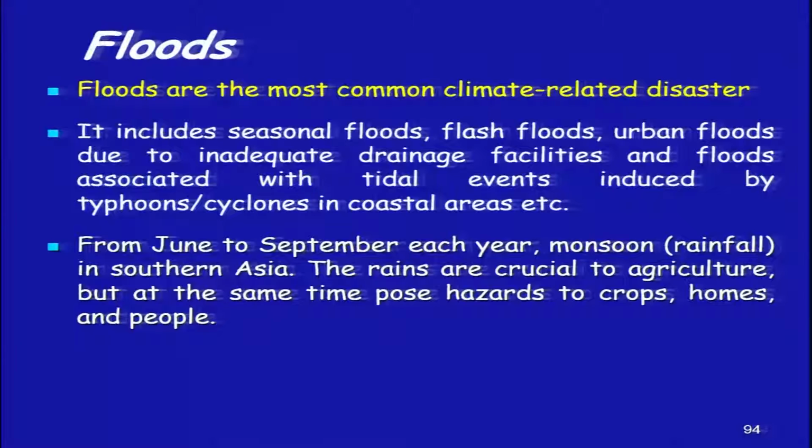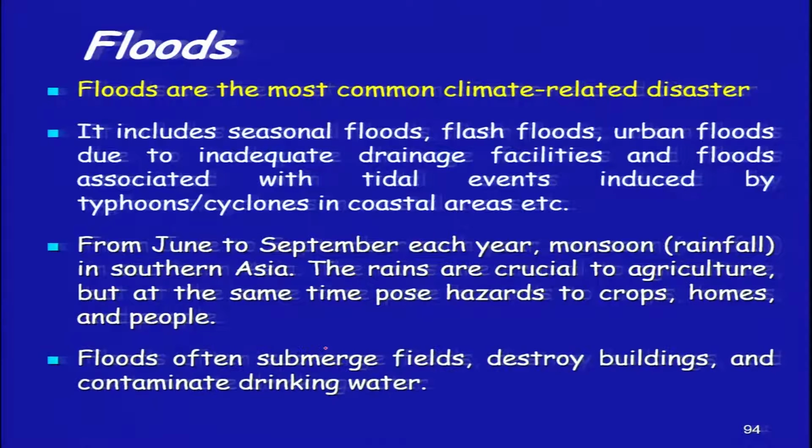Now, from June to September each year, monsoon in southern Asia is experienced. The rains are crucial for agriculture, but at the same time pose a hazard to crops, homes and people. Floods often submerge fields, destroy buildings and contaminate drinking water. So, when there is no rain we cry, but when there is excess rain we again cry. So, these are the problems which are associated with heavy precipitation in any particular area if we are having inadequate drainage facility.